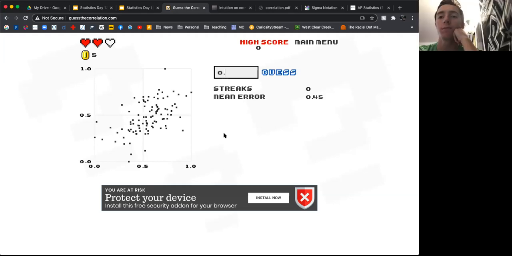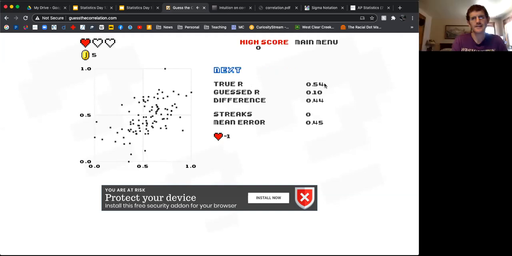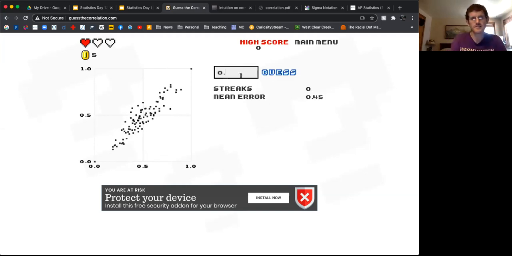0.1. 0.1? 0.5. Look at that, that's a 0.54. So these correlations are actually stronger than you might think. So you need to kind of go with your first guess and maybe add a bit to it. These are all positive, so.